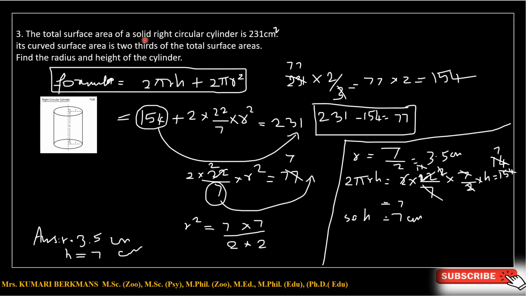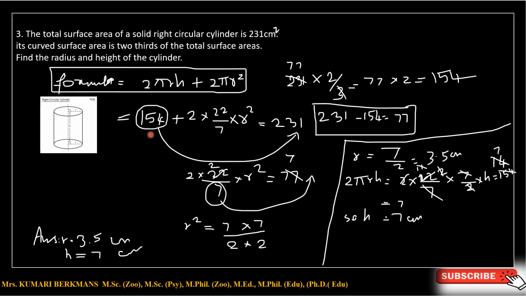The total surface area of a solid right circular cylinder is 231 centimeters square. Its curved surface area is 2/3 of the total surface area. Find the radius and height of the cylinder. So the curved surface area is 2/3 of the total surface area of a cylinder, right? So now we are going to find it with the formula 2 pi r square for the cylinder, and 2 pi rh for the curved surface area.